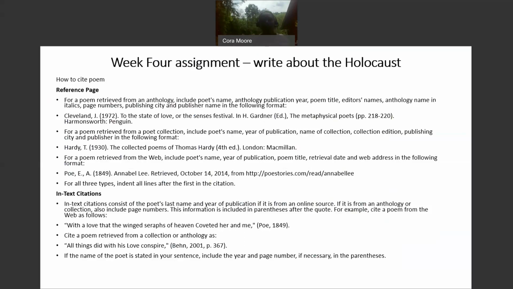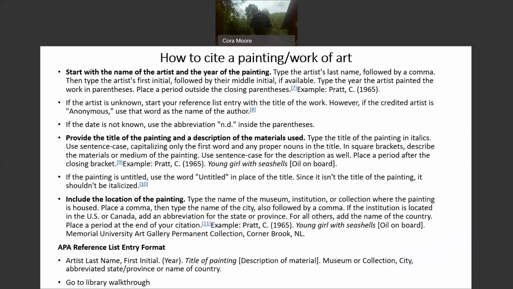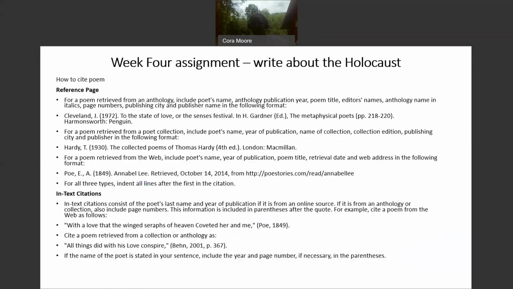So all right, guys, for this week, like I said, your assignment is to write about some piece of art from the Holocaust. So you have to do a poem and a painting, I believe. Did I miss a slide there? I believe it's a poem and a painting, or you get the choice. You can choose to break those up, but I know you have to at least do two of those.